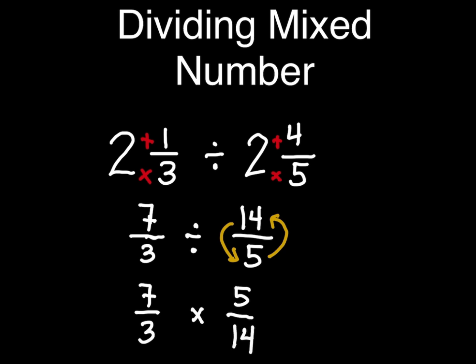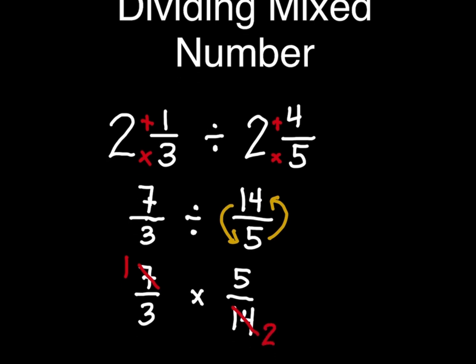And then, as you can see, 7 and 14 are divisible by 7. So 7 divided by 7 is 1. 14 divided by 7 is 2. After that, you just directly multiply as you did in multiplication of mixed numbers. So 1 times 5 is 5 over 3 times 2.